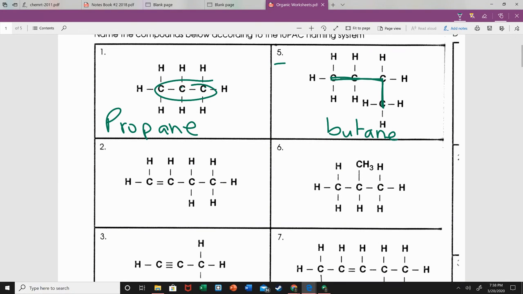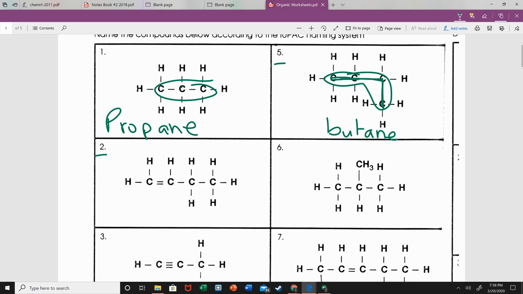So far, so good. Are there any branches if I circle my longest hydrocarbon chain? Are there any carbons outside of my chain? No. So there's no branches. All right, let's go on to question number 2 over here.